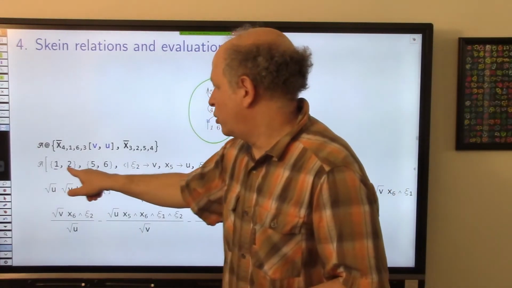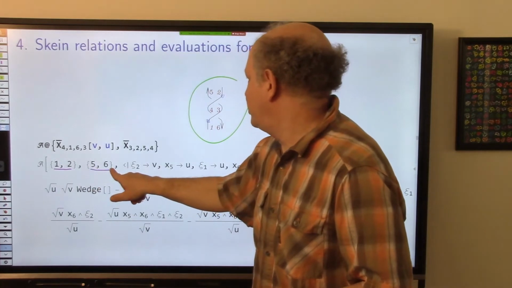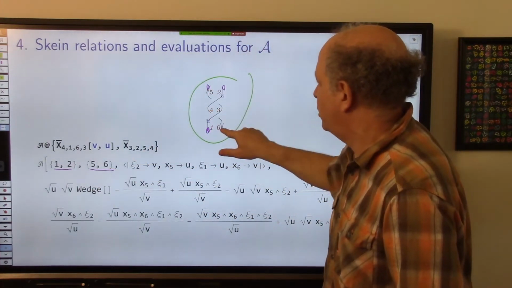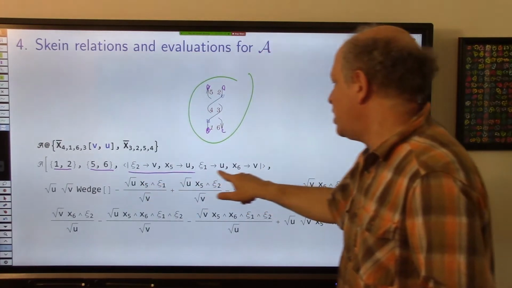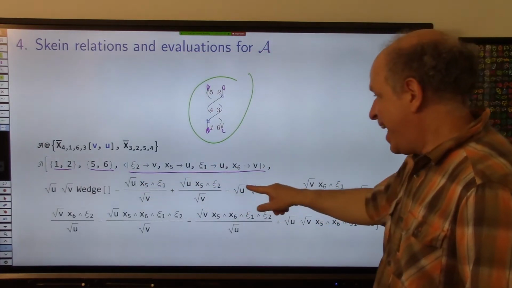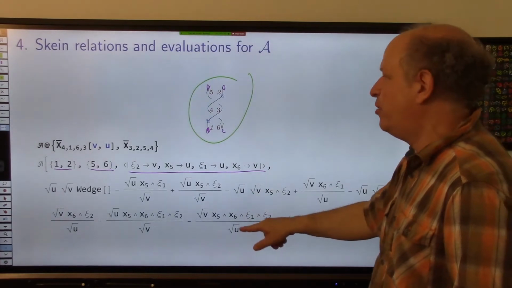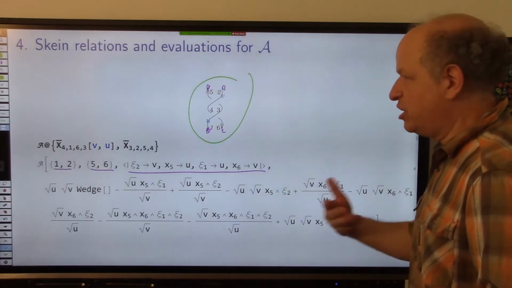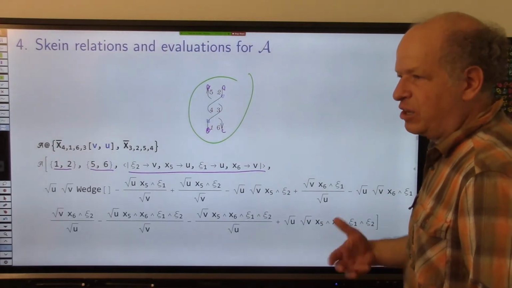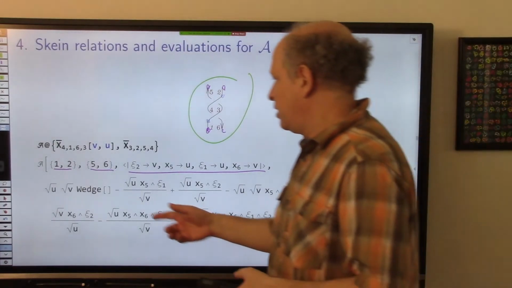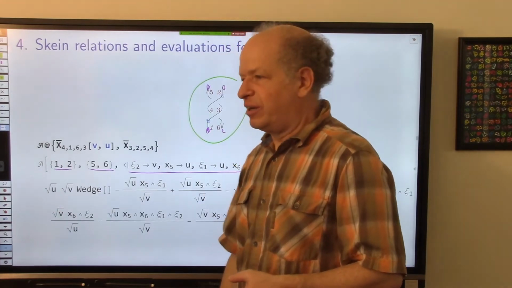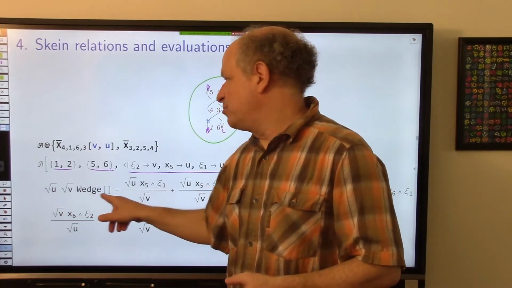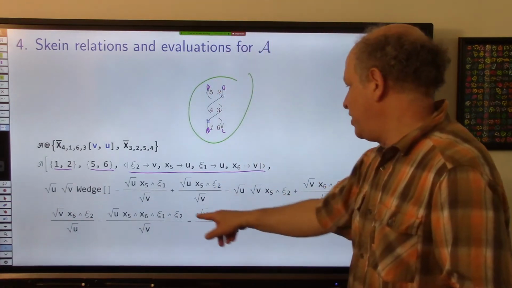So the inputs are 1 and 2, the outputs are 5 and 6, right? The inputs are this one and that one, the outputs are this one and that one. The color names are as follows: and the actual payload, the invariant, is an element of an exterior algebra with coefficients in the ring of Laurent polynomials in those variables u and v. So square root of u times square root of v times the empty wedge product, and then all sorts of more complicated things.